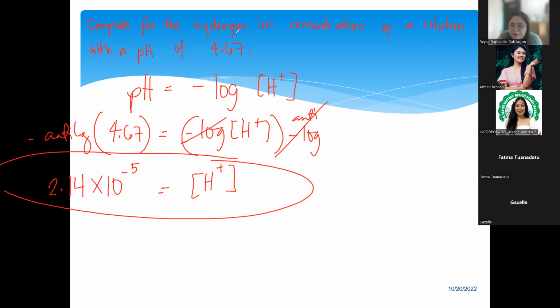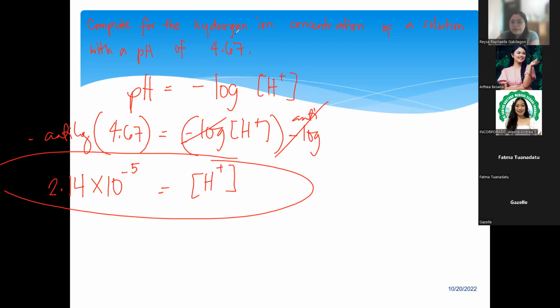Be careful of rounding off also. If the next digit is 5 or more, you add 1. Okay, again, you add 1. But if it's less than 5, then of course, it stays as is.